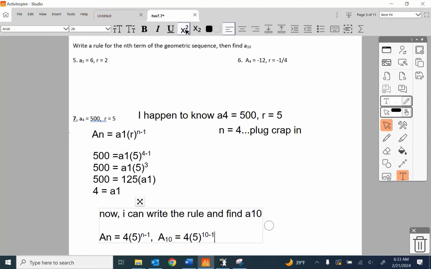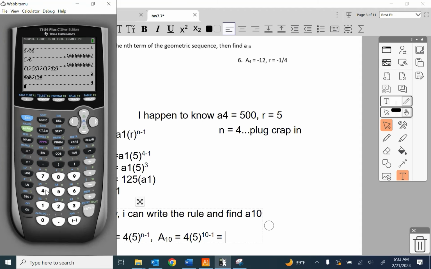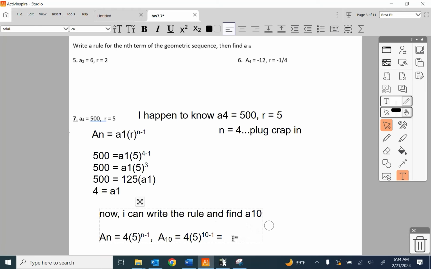And it's going to be a big number. There's nothing new about that. 5 to the 9th is pretty good sized. So I'll go over here and push some buttons. We got 4, parentheses, 5, close parentheses. I'm going to go ahead and do 10 minus 1 in my head. Pretty confident about that thing. Where we got 7,812,500. And that's how you do 7.